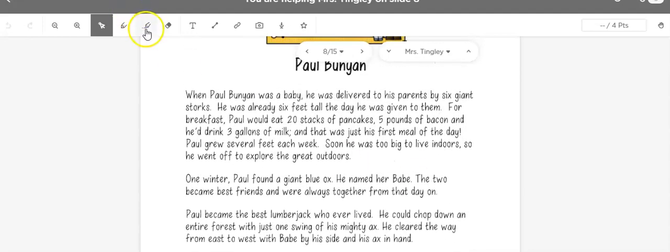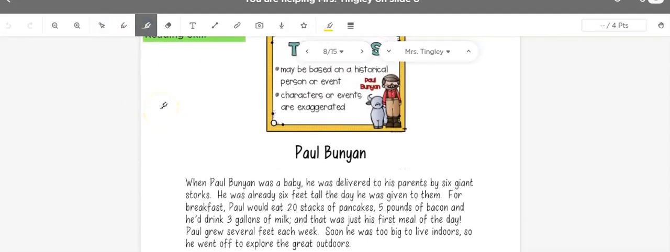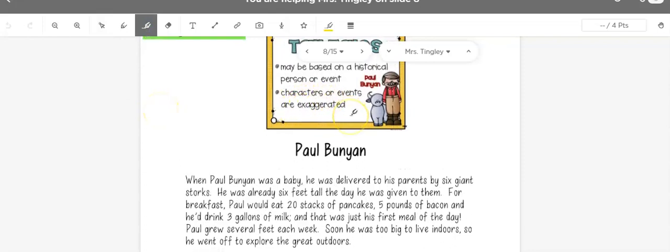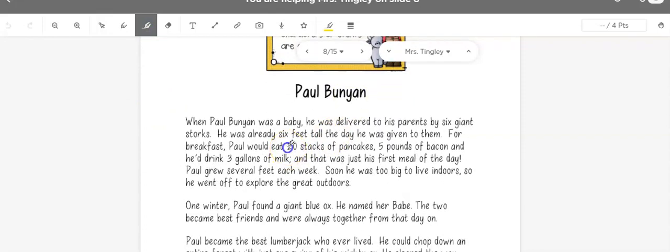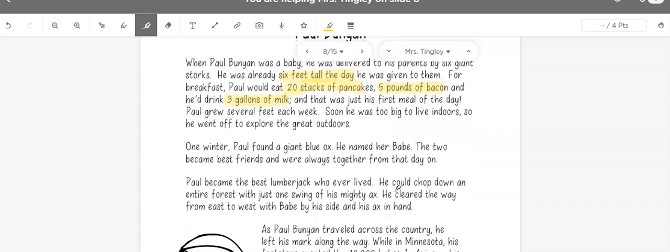For this first paragraph, we're going to highlight some of those exaggerated characteristics. 20 stacks of pancakes. I think someone would get sick if they ate that. 5 pounds of bacon and 3 gallons of milk. And I also don't think he was 6 feet tall the day he was born. Let's move on to the second one. Make sure you have those highlighted.